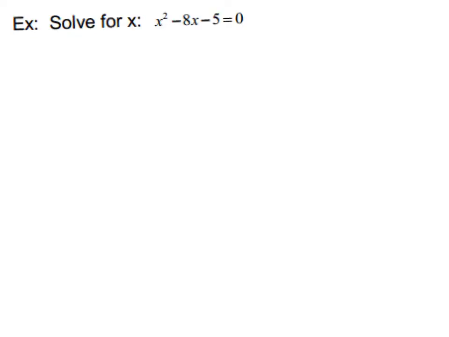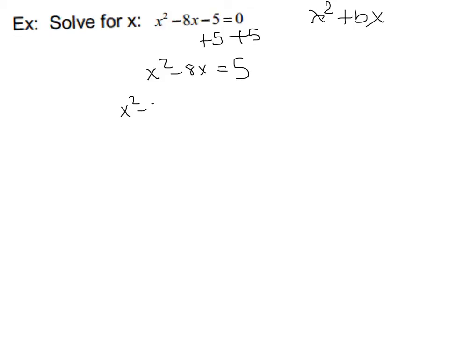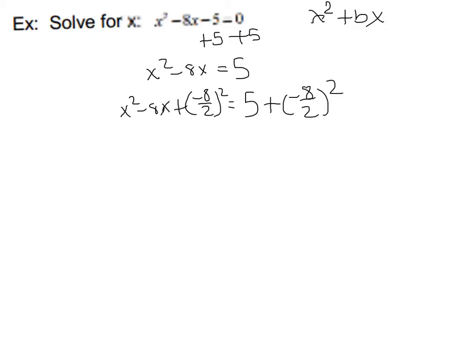So what you need to do is get the x squared by itself, x squared plus bx. So I'm going to add the 5 over. So you have x squared minus 8x equals 5. Now, just think about completing the square here. You have x squared minus 8x plus negative 8 divided by 2 squared equals 5. See how I'm adding this value to the left side of my equation? Well, to keep it the same, I need to add it to the right side. So I'm adding it to both sides.